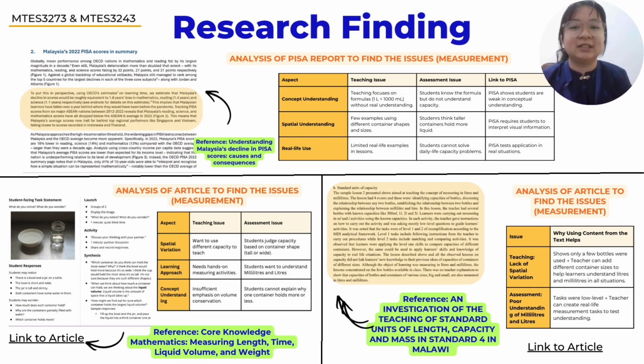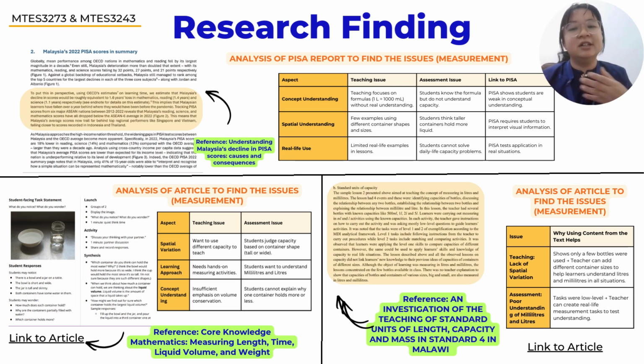Next, for spatial understanding, lessons use limited container shapes and sizes. This causes students to believe that the taller container always holds more liquid. However, PISA requires students to interpret visual and spatial information, which many struggle with.